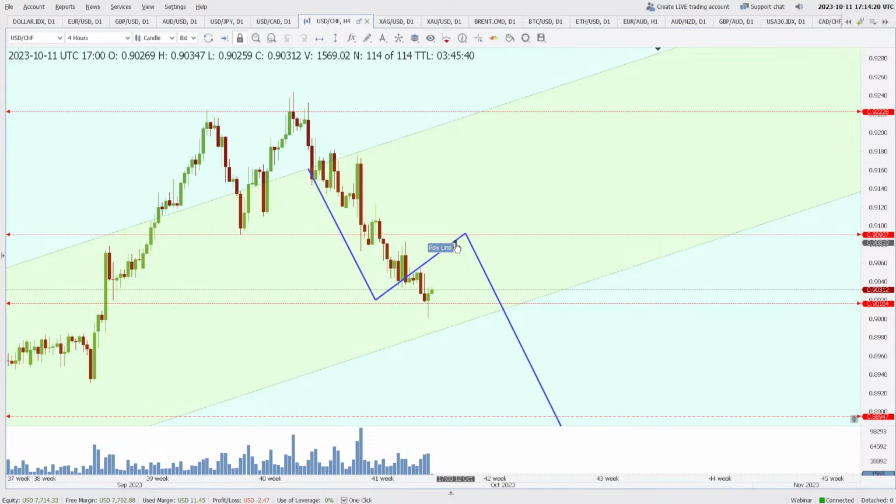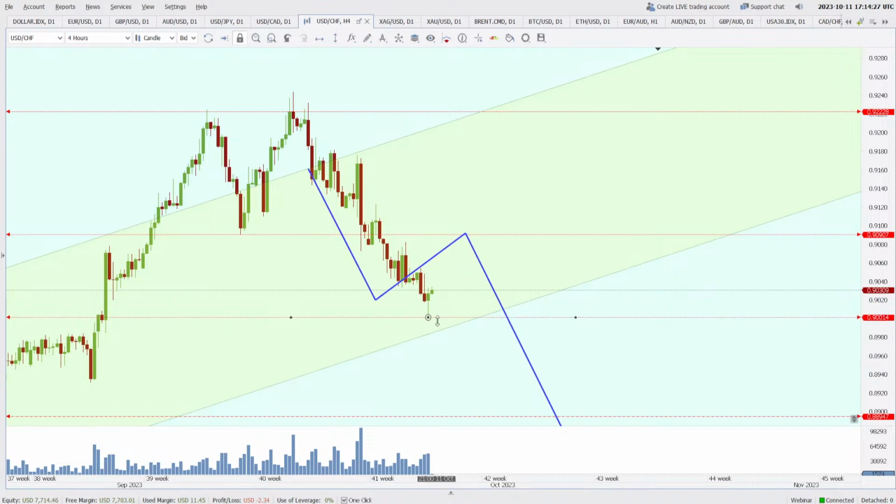I'm looking for a resistance. So if you ask me where is the support and resistance right now, 0.9016 is the support, or you can give it to now 0.9001, and the resistance being similarly at 0.9090.